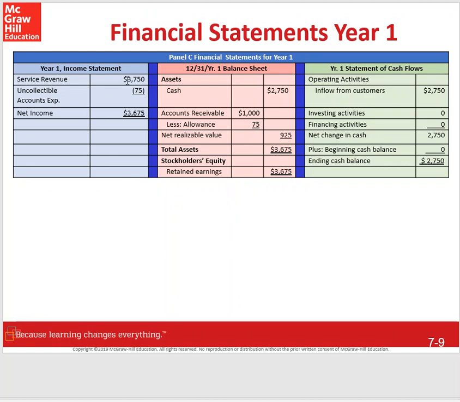So our income statement, $37.50 minus $75 of uncollectible accounts expense. We've got $36.75, and again, we're being conservative by not overstating our net income and matching that $75 expense to the same period in which we show the related revenue. And then on the statement of cash flows, we just have the one inflow from customers of $27.50. So pretty short, sweet financial statements, but a couple of new things to think about there.